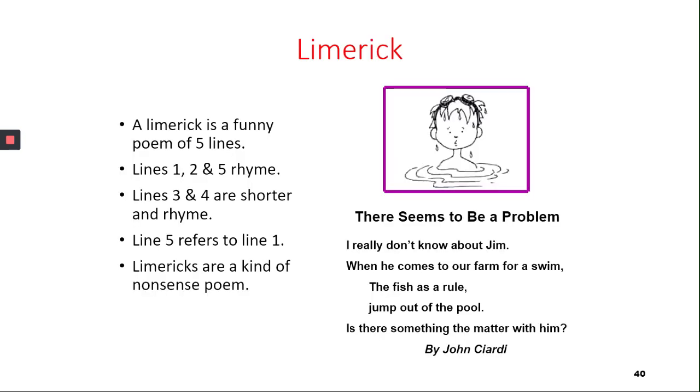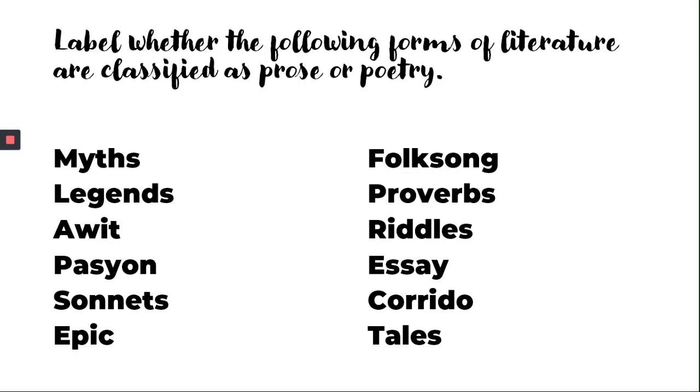So that is the last type of form of poetry that we have. I have here, if you are a grade 11 student, please do this on any clean sheet of paper. Label whether the following forms of literature are classified as prose or poetry. You will see the basis or reference for this, the characteristics of each form of literature, the prose or the poetry, at the very first page of the recorded video.